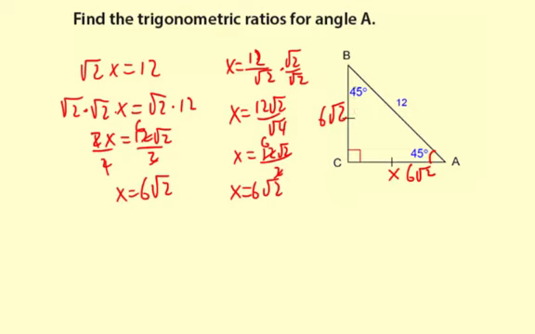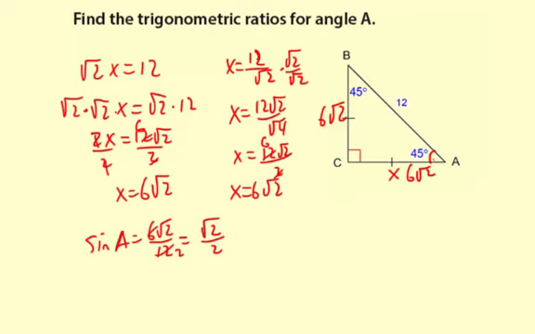Okay, now we want to find the trigonometric ratios for angle A. So the sine of angle A is the opposite side divided by the hypotenuse. So it's 6 square root 2 divided by 12. And you can reduce the 6 and the 12. That makes a 2 in the denominator. So it's going to be square root 2 divided by 2.